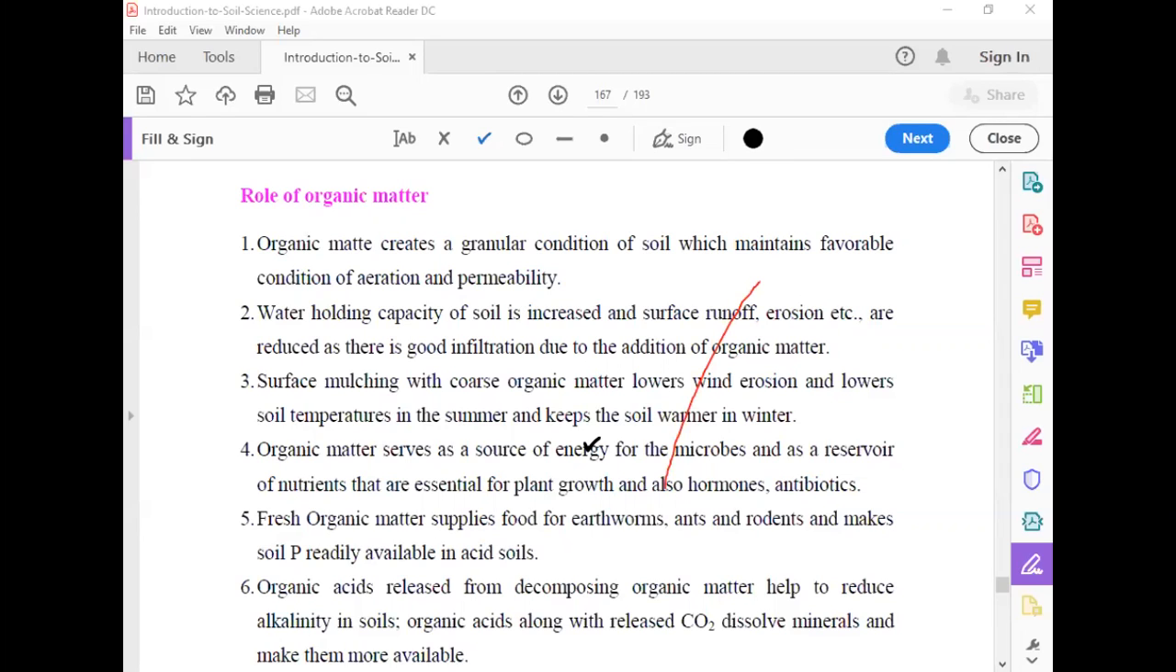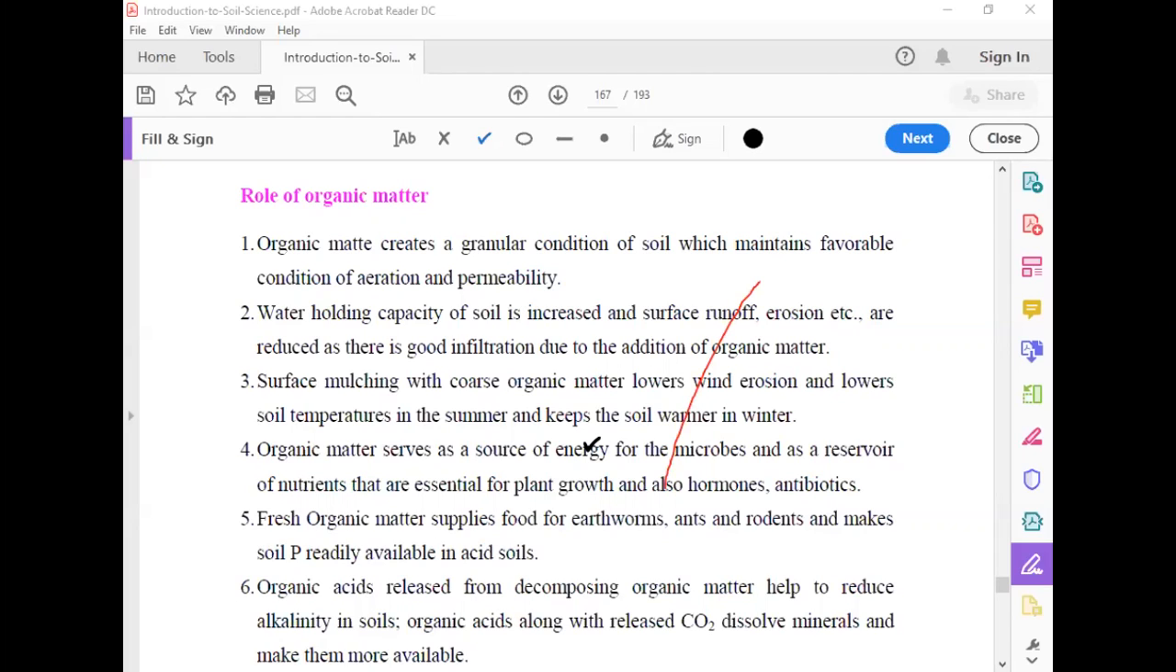Then it increases water holding capacity of soil, reduces surface runoff and erosion, and gives good infiltration due to addition of organic matter. Then surface mulching with coarse organic matter lowers wind erosion and conserves soil moisture. The fresh organic matter supplies food for earthworms and rodents and makes soil P readily available.